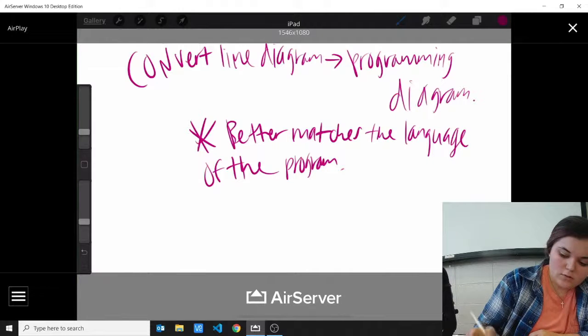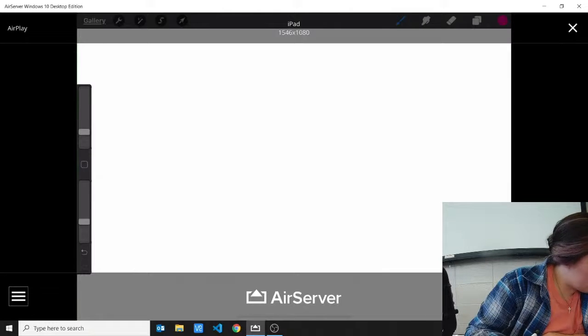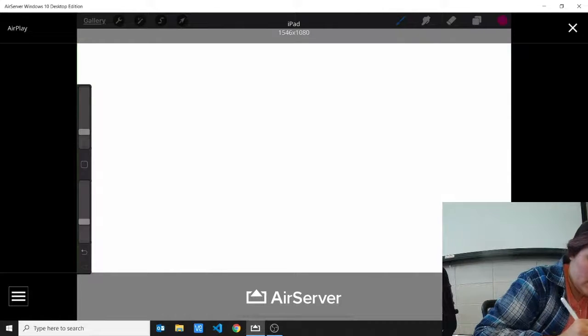So let's draw an example of that. A wiring diagram, we've gone over wiring diagrams in motor controls. You remember that, right? So this would be an example.